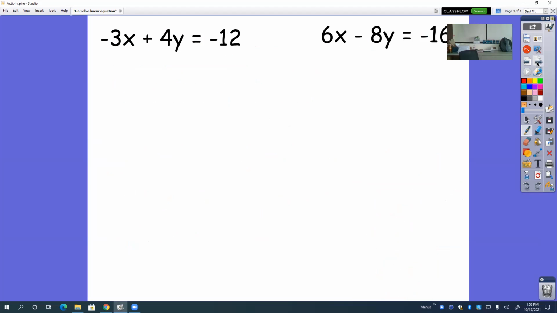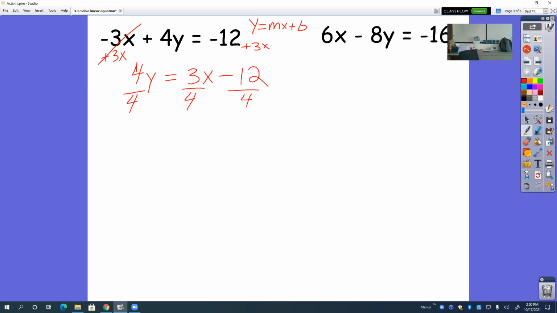Okay, and then just a couple more examples of rearranging it so that we're in, once again, y equals mx plus b format. So we want to add 3x to both sides. Leaves us with 4 times y equals, and I'm just going to rearrange it, 3x minus 12. Okay, and then I'm going to divide everything by 4 to cancel out that 4. y equals, I'm going to leave 3/4.